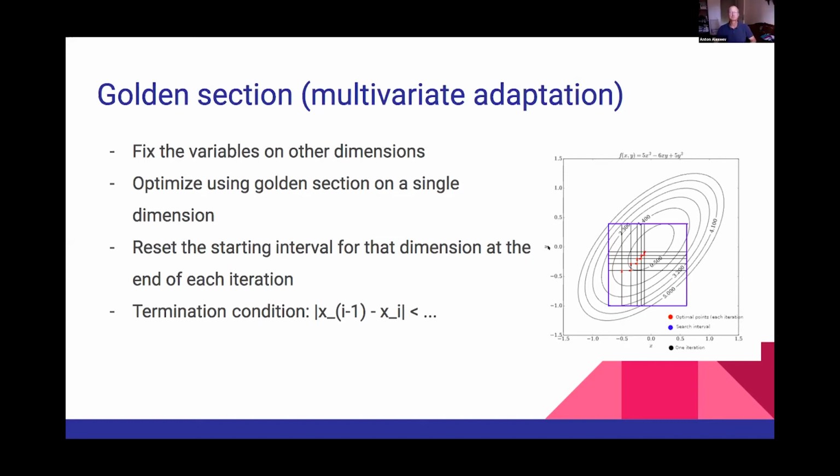And then for the termination condition, for each dimension we keep the same one as previously, but we also take the entirety of the previous x and calculate the norm of the previous x minus the current x. When the norm of that is lower than a certain value, then we stop optimizing. So essentially it's an approximation of the gradient, but for a non-differentiable function.